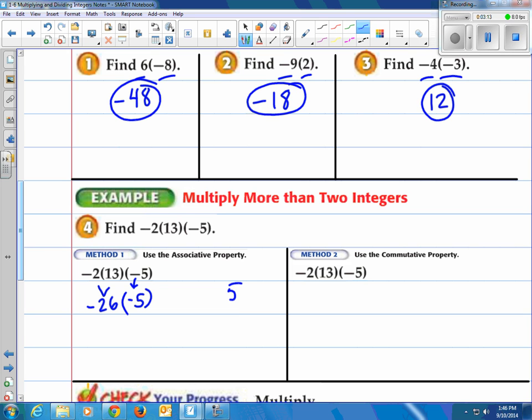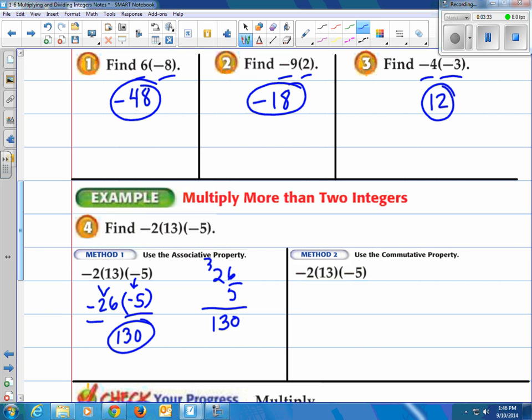Now 5 times 26 is going to be 130. And we have 2 negatives, so it's going to be a positive answer because, again, when the signs are the same and you're multiplying, you'll get a positive answer. 2 negatives make a positive when you multiply. That's using the associative property.